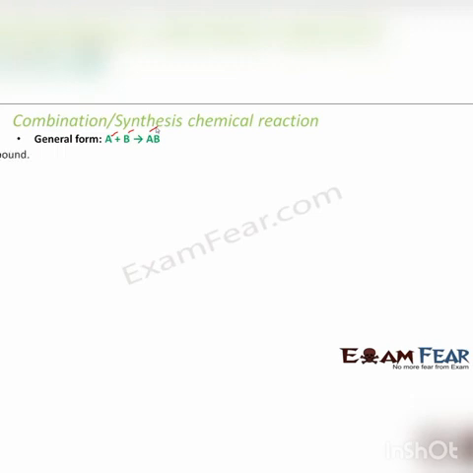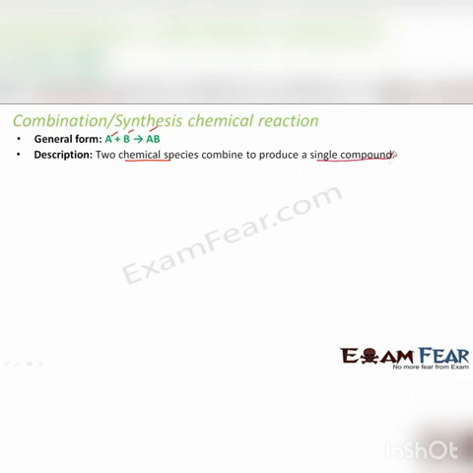So we have 2 elements that combine to become AB. The description is that two chemical species combine to become a single compound, right? That is an example of a combination reaction. For example, you have quicklime and you add water to it, it becomes slaked lime. So if you see, there are two elements here.